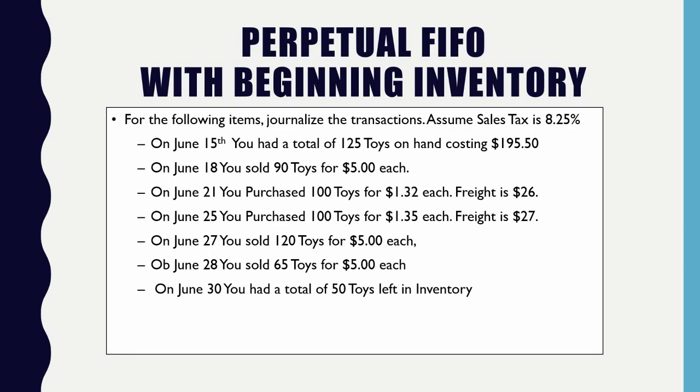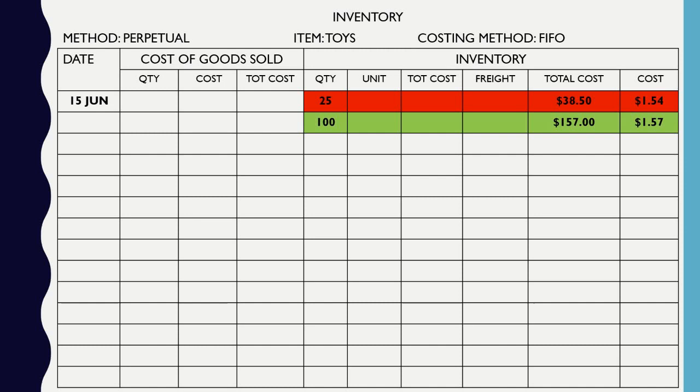The next scenario is that on June 18, you're going to sell 90 toys. So let's look at our inventory. We only have 25 in our first batch, and then we have 100 in the second batch. So in this case, we cannot take 90 from one batch. We would have to split the cost to solve for the 90. We take 25 from the first, and then whatever amounts to 90 from the second batch. So we have 25 and we have 65. 25 from the first, and 65 from the second batch.